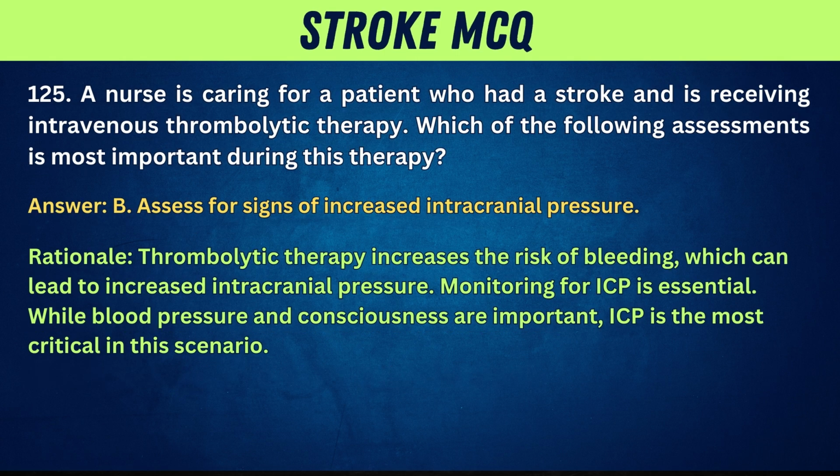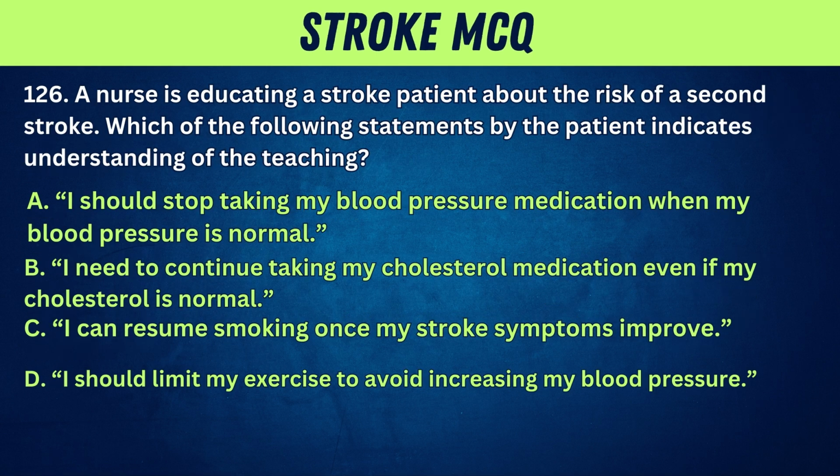Answer: B. Assess for signs of increased intracranial pressure. Rationale: Thrombolytic therapy increases the risk of bleeding, which can lead to increased intracranial pressure. Monitoring for ICP is essential. While blood pressure and consciousness are important, ICP is the most critical in this scenario.